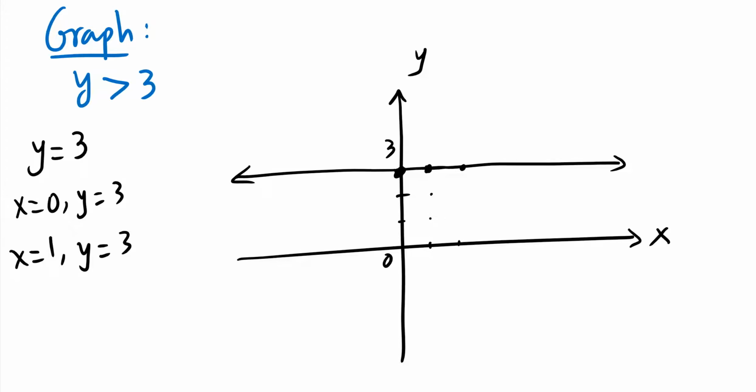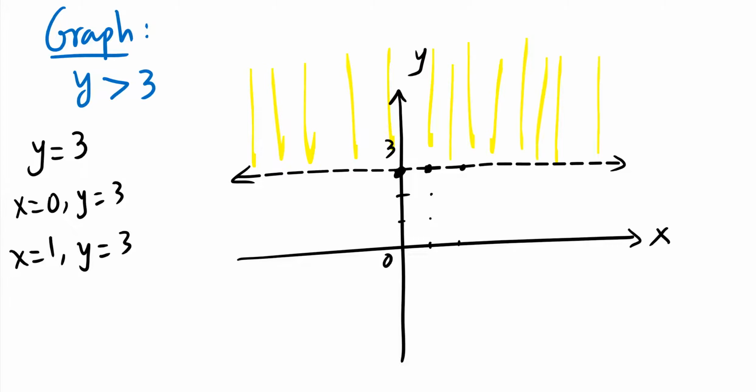Y bigger than 3. Now it's only bigger than, which means it must be a dashed or dotted line, not a solid line. So I'm changing it to a dotted line. And it says bigger than. Bigger means above the line, so in this case it's above the line. So this shaded region is the solution.